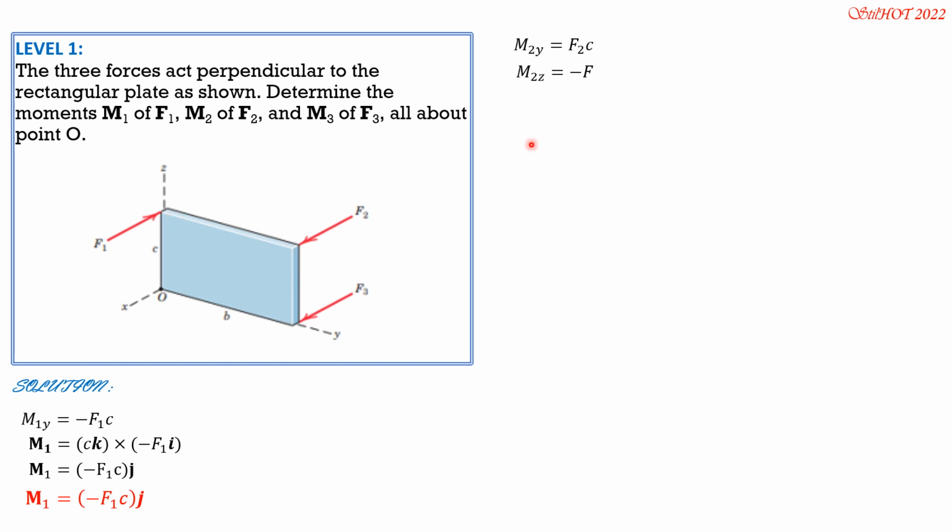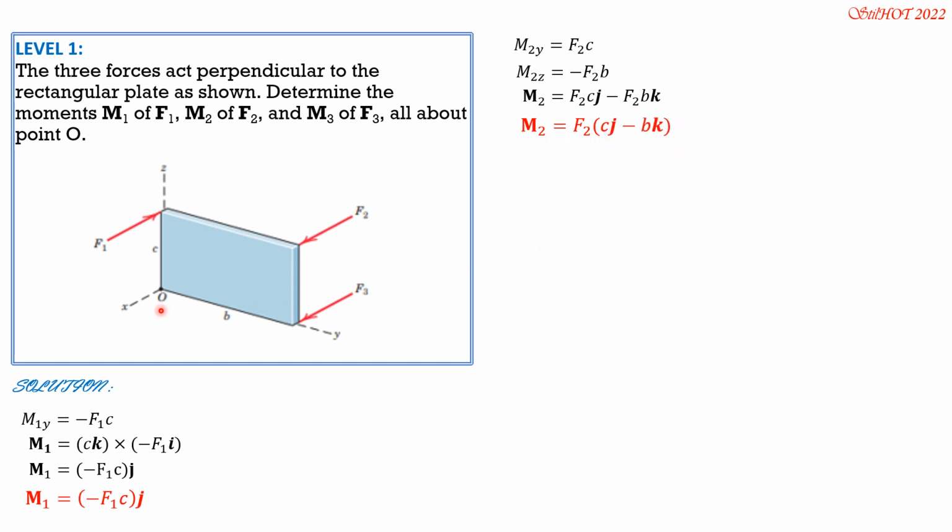So if we answer this right away, this is the scalar approach: it is F2C j minus F2B k, or F2 times the quantity C j minus B k. So by scalar approach, that's the answer.